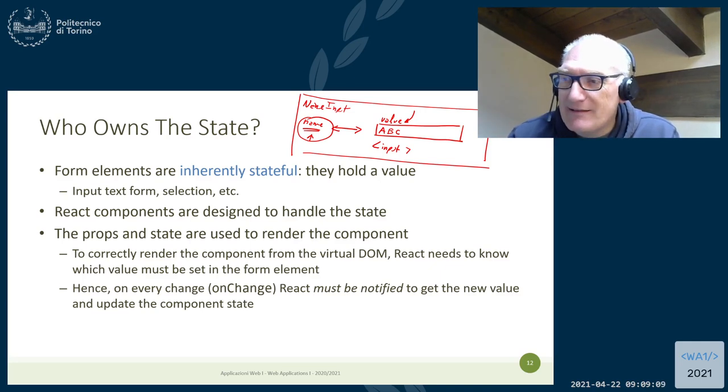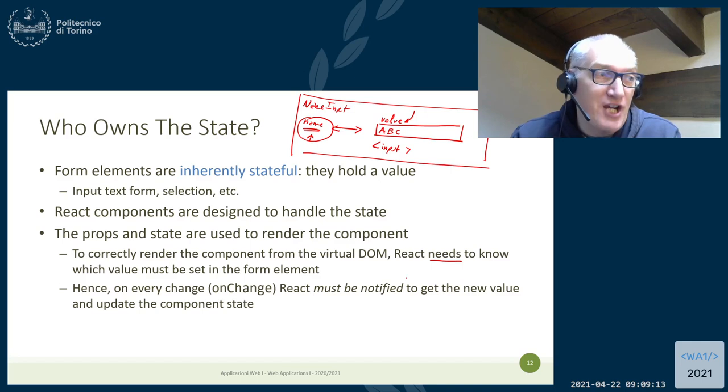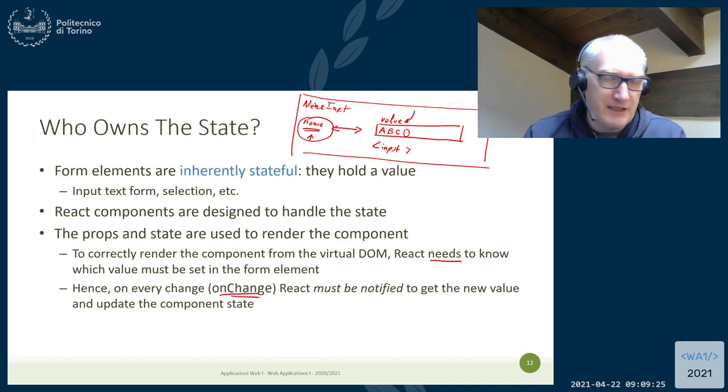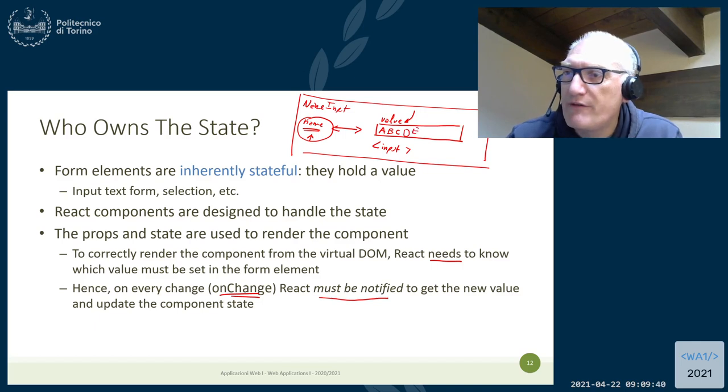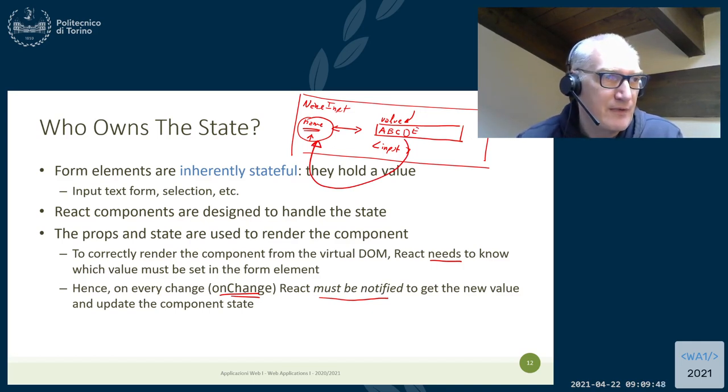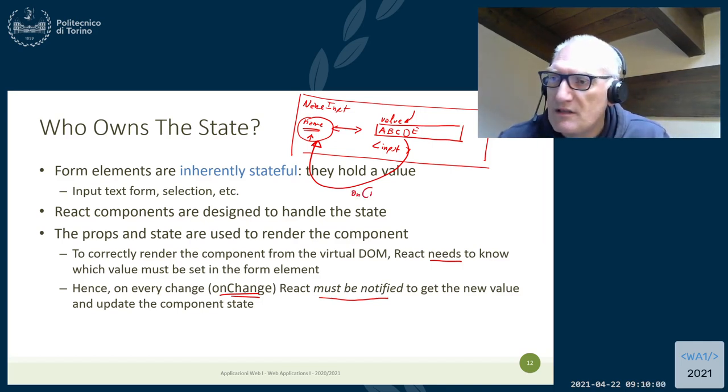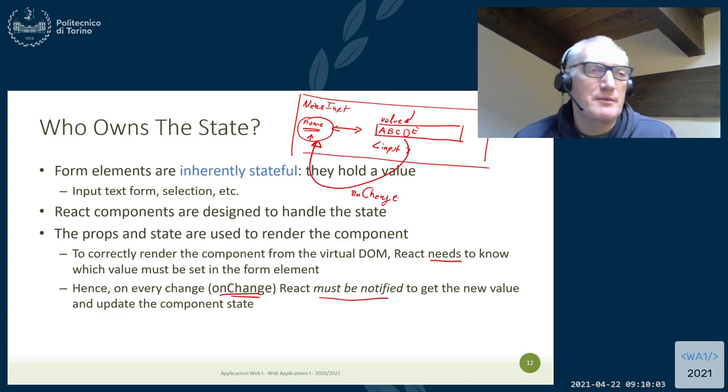So basically, the problem is that React needs to know which is the value that the user changed directly inside the browser. And so every time the user changes, even just a single keystroke here, we need to process that keystroke. So we need to register the change event in React so that React can be notified of the new value every time. And so every time the user types a letter here, we have an onChange event. So the change event will be used to update the state value. Okay, this is a pattern that we have to always follow. Okay, but not just that. So onChange, at every change, we need to update the state.